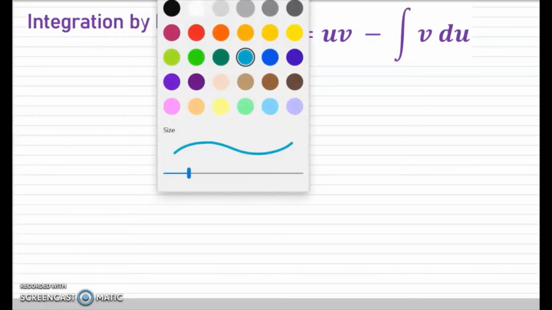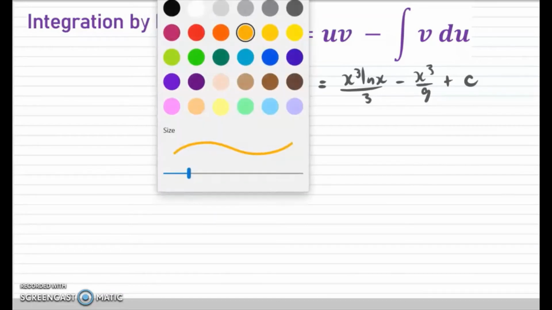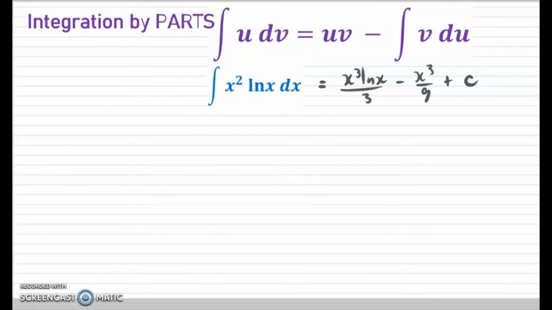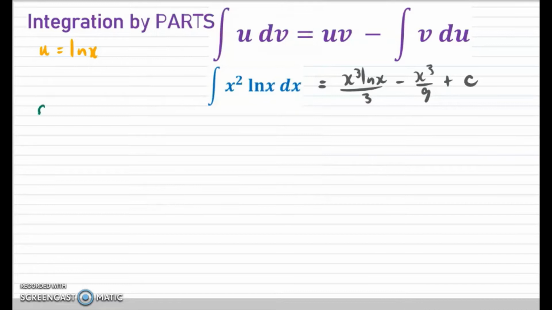Now let's go ahead and try that. Let us remember though that the answer that we got earlier for this was x cubed ln x over 3 minus x cubed over 9 plus c. Let's see if we'll get the same answer. This time, let us choose ln x as our u. And the remaining, which is x squared dx, will be our dv.